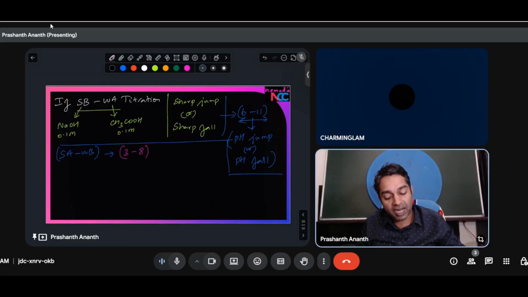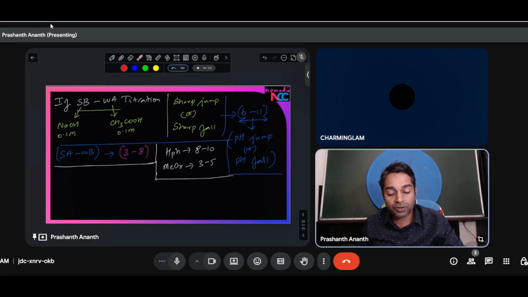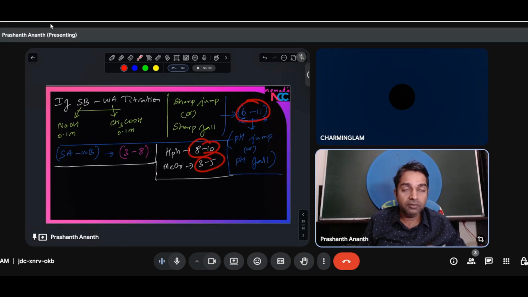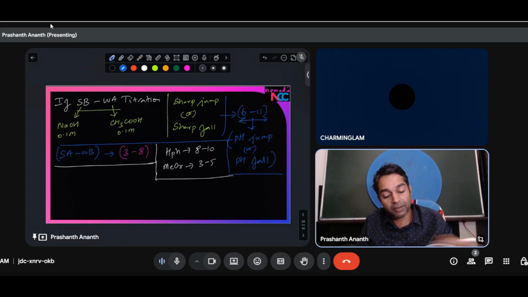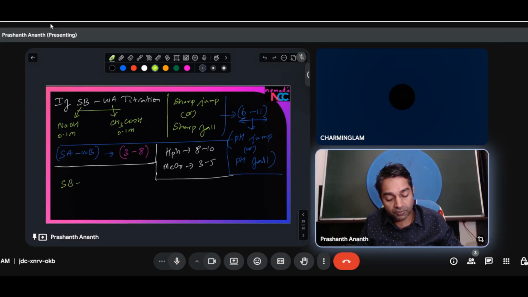Now let us try to understand which indicators work for which titration. So if I was having phenolphthalein, the range of phenolphthalein was 8 to 10, and the range of methyl orange was 3 to 5. So now the real question here is this. Let's start off with strong base and weak acid titration. The jump is going to be 6 to 11. Which among these two fit within 6 to 11? Which can be used over there? Can both of them be used? No, sir. Which one can I use?